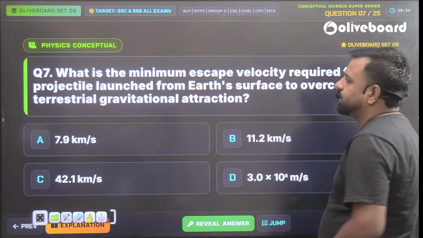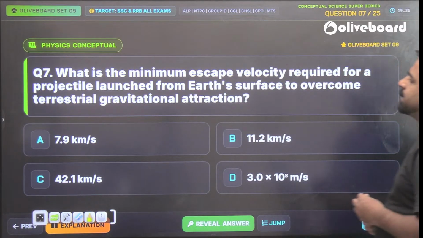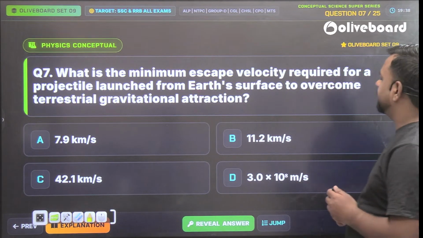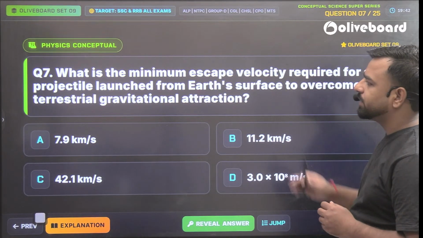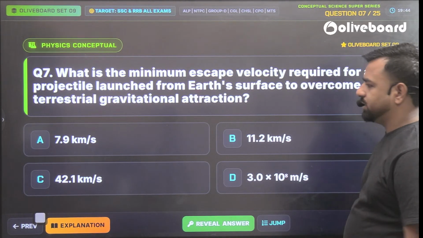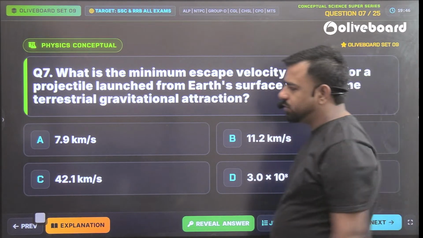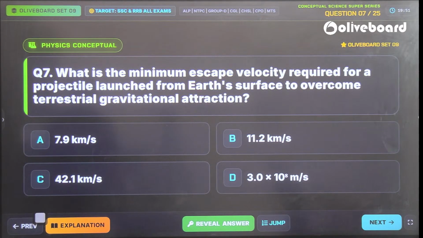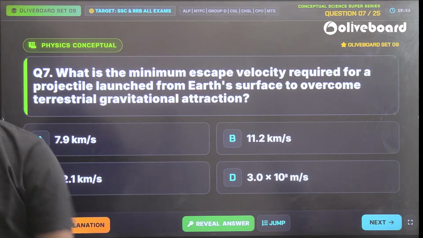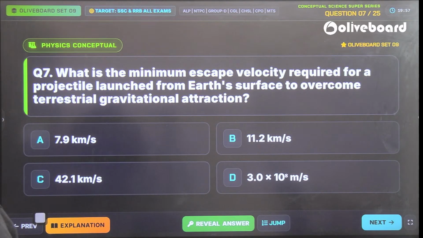Next, what is the minimum escape velocity that is required for a projectile launched from the Earth's surface to overcome terrestrial gravitational attraction? So you have four options here. Tell me what should be the correct answer. Here, Utkarsh is going with B. So Utkarsh is the first one to answer this. What about Harry and Ashish? And all the other candidates who are present in the class, please answer here.